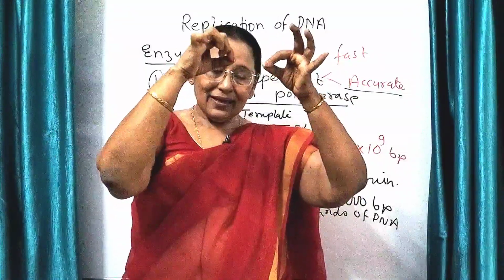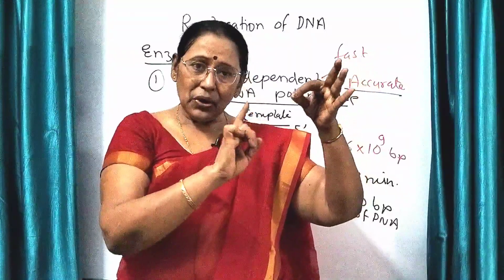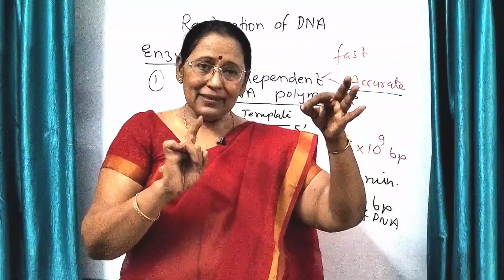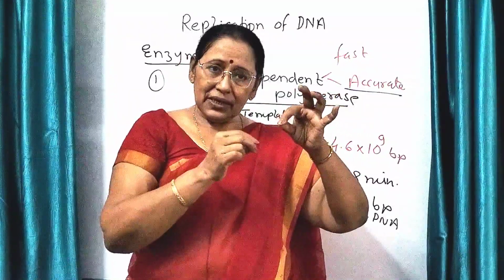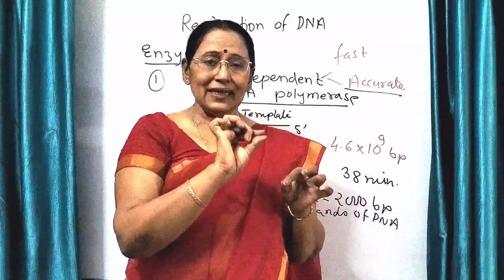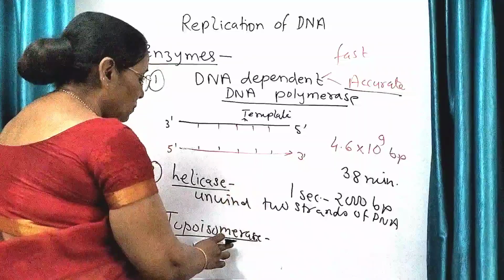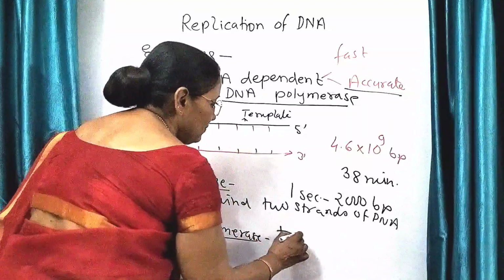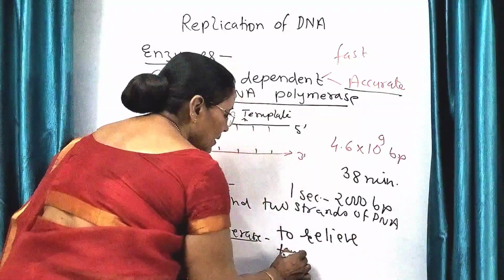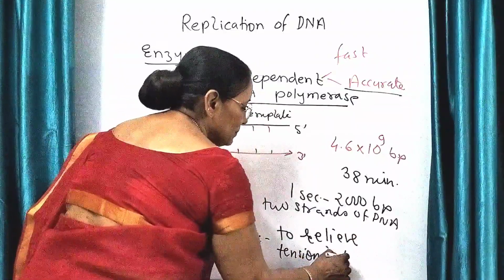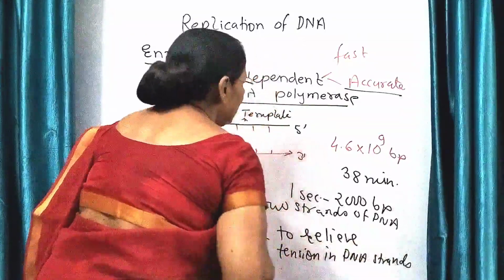When the helicase is unwinding the DNA, the lower part of the DNA becomes coiled. Then topoisomerase makes one cut in one of the strands. The tension is immediately relieved and then it seals it. So the function of topoisomerase is to relieve the tension in the two DNA strands which had occurred due to unwinding.